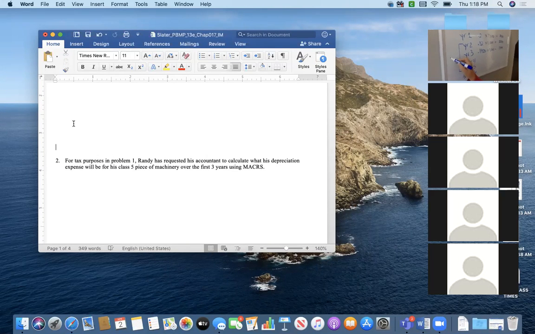These are full years, and this is a half year. So 1, 2, 3, 4, and then add these two, makes your 5 full years of depreciation.